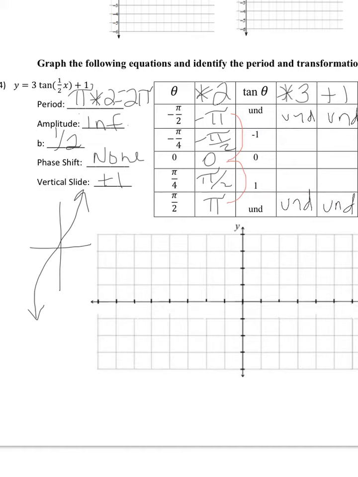So what we're going to do is, on the first point here, -1, we are going to multiply that times 3. So -1 times 3 is... I'm sorry, -3. 0 times 3 is 0. 1 times 3 is 3. Okay, so we're done with that part. Now we need to add 1 to those. So -3 plus 1 is -2. 0 plus 1 is 1. And 3 plus 1 is 4. Now we're ready to graph.